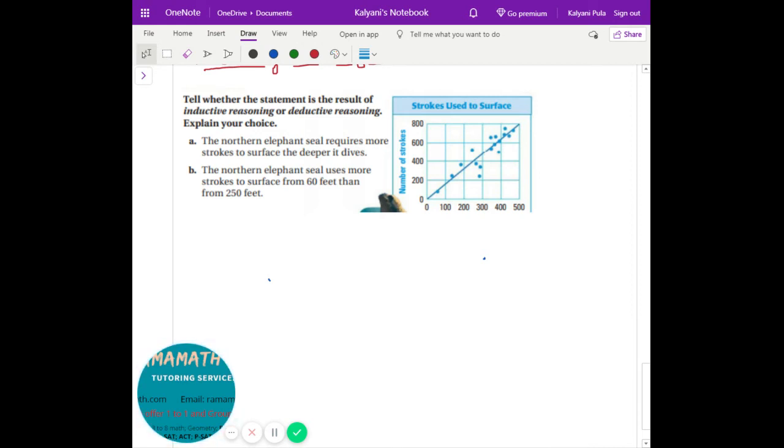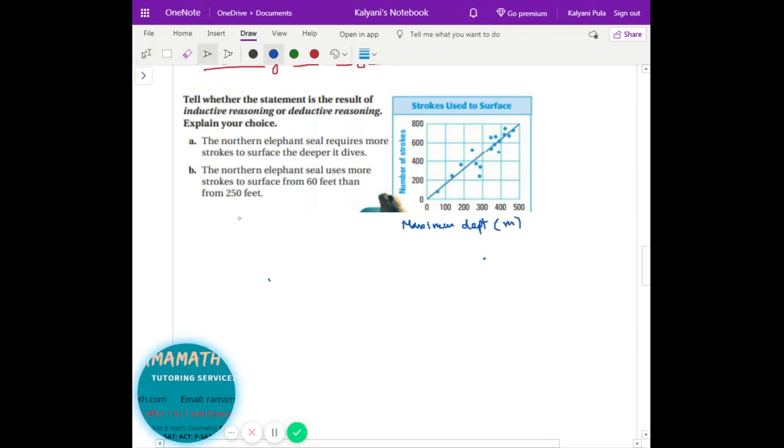We have a graph here, and we need to come up with some conclusions out of this graph. Arjun, please read it. Tell whether the statement is the result of inductive reasoning or deductive reasoning. Explain your choice. A. The northern elephant seal requires more strokes to surface the deeper it dives. B. The northern elephant seal uses more strokes to surface from 60 feet than from 250 feet. Now look at this graph and see what kind of conclusions we can draw.